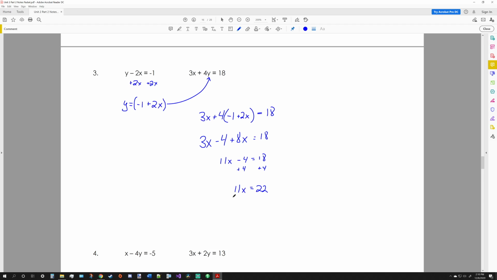And continue solving until I get the x by itself. Oops, sorry. Do not divide by x there. We want to keep the x there. We want to divide by the 11. And we get x equals 2.